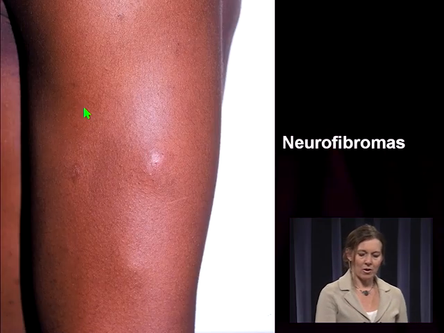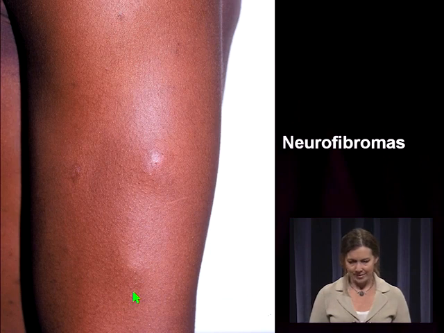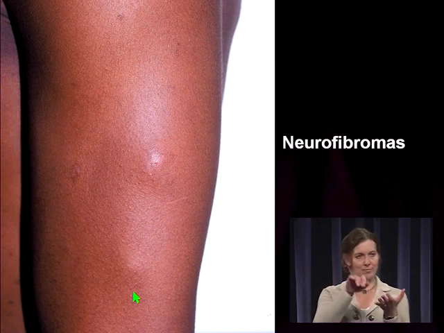Some of them are deeper, subcutaneous lesions, as in these examples here. Those, again, are also neurofibromas. And when you push them, they just kind of push in. They say they have the buttonhole sign.